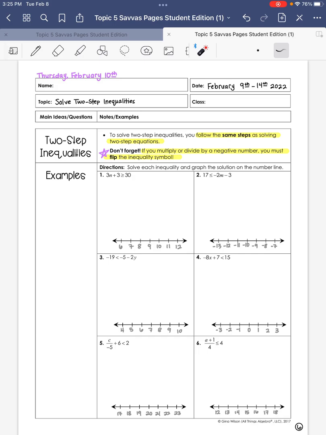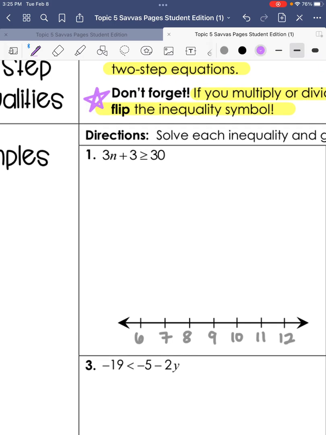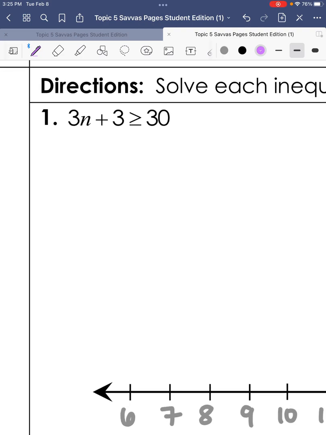So now that we've gone over that, let's get started with some examples. We're jumping right in to number 1. We have 3n plus 3 is greater than or equal to 30. So the first thing I'm going to do is draw a line down my inequality symbol. That just helps me see that I have two sides, and whatever I do on one side, I must do on the other. Now remember, our objective is to get this n by itself, and we want to work our way far away from the variable, in close towards the variable.